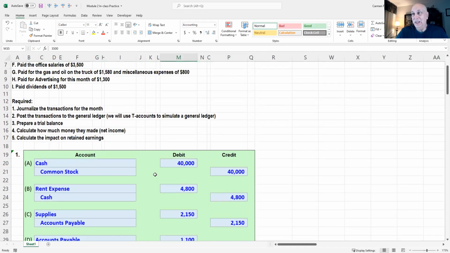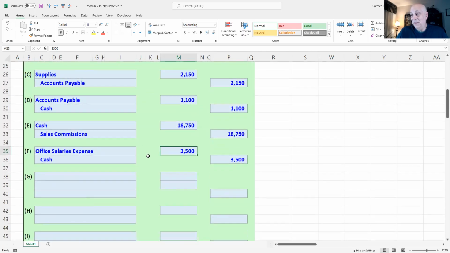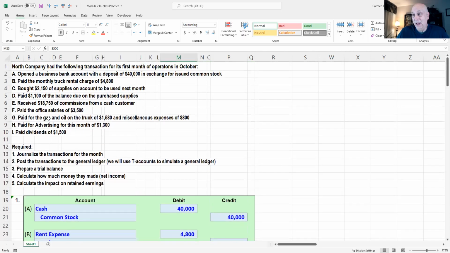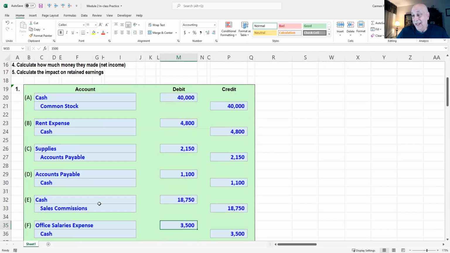Let's look at transaction G. We paid for the gas and oil on the truck of $1,580 and miscellaneous expenses of $800. So we're going to put this in one entry here for G, and this is known as a compound entry. You can impress your friends this weekend at a party if you can explain to them what a compound entry is. Anyway, a compound entry is simply when you have more than two lines. You have three lines here. So what do we have? Cash is leaving the building. How much cash? We paid $1,580 plus $800. That's $2,380 of cash leaving the building.